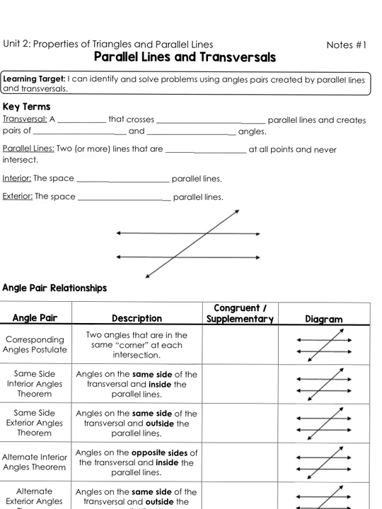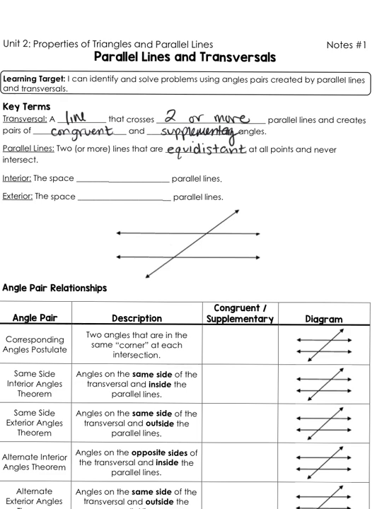So here's some vocab that we have to talk about first. A transversal is a line that crosses two or more parallel lines and creates pairs of congruent and supplementary angles. When we're talking about parallel lines, that is two or more lines that are equidistant. This is a word we haven't used before. Equidistant means the same distance apart. So parallel lines are two or more lines that are equidistant at all points and never intersect.